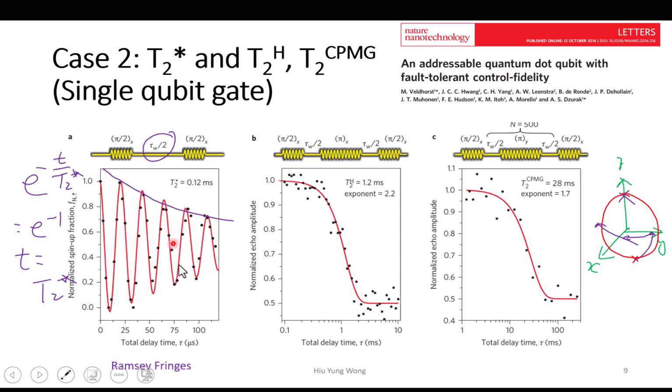For this particular case, it's not centered at zero, so you want to look at it centered at zero. This part is about e to the power negative 1 compared to this part. That's why they get about 120 microseconds. At about 0.12 milliseconds, 120 microseconds, they say the T2 star is this.